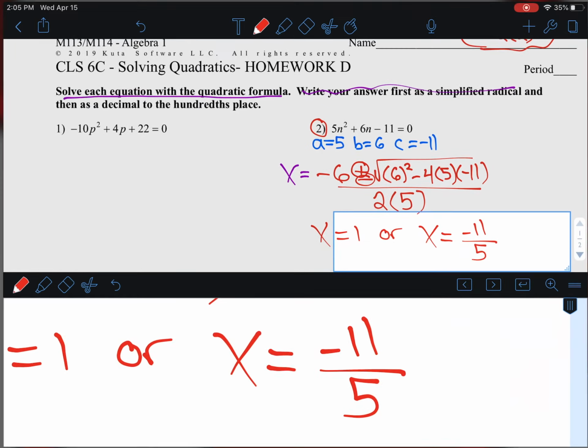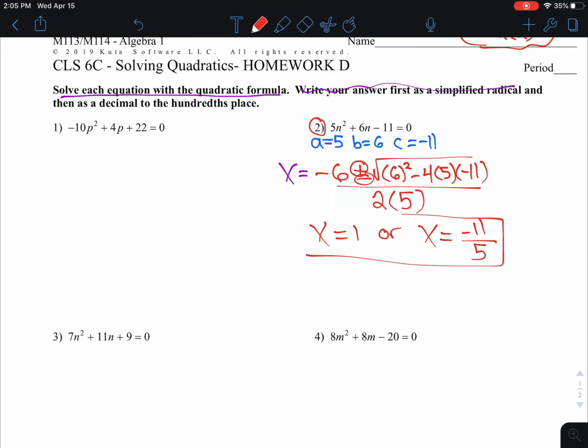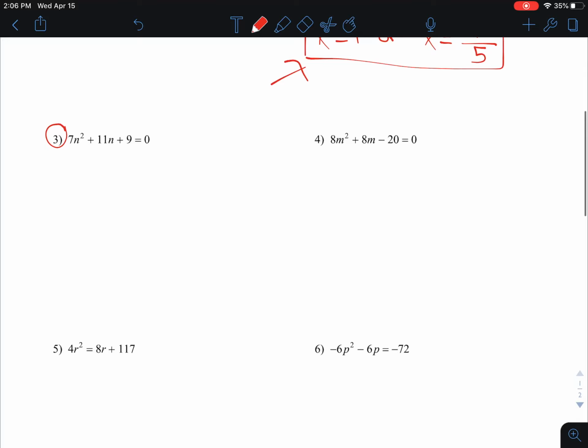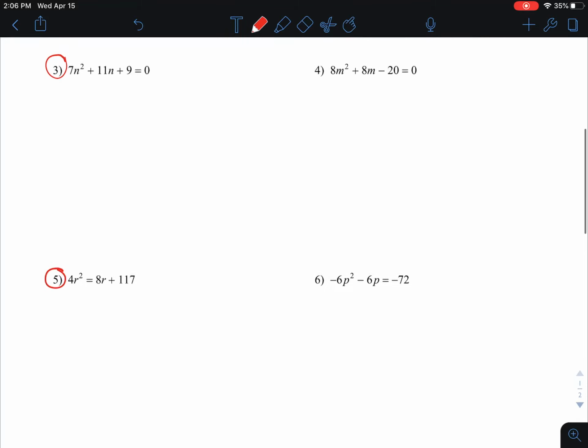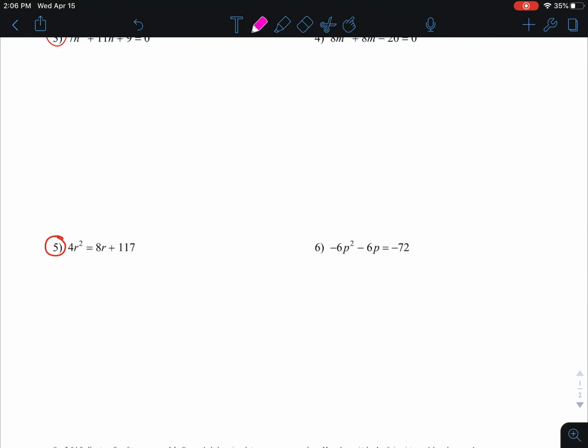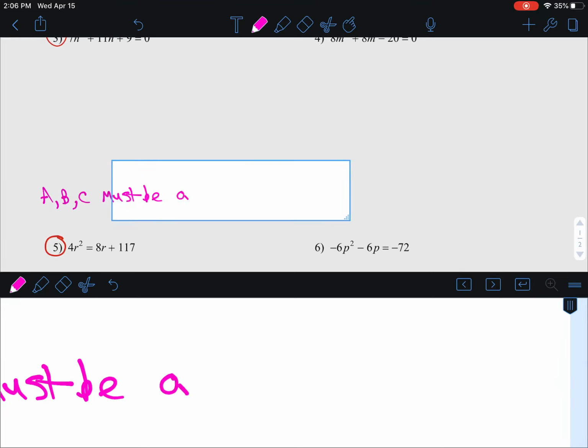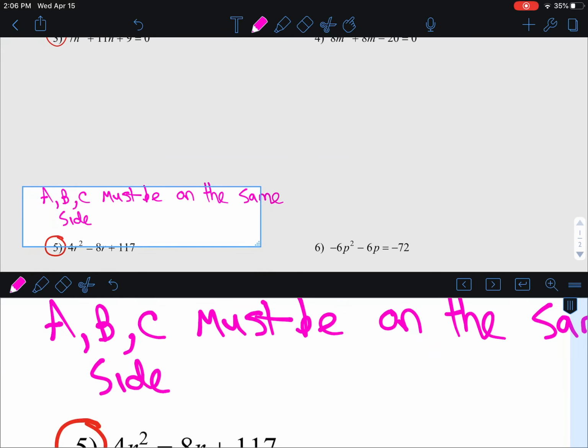So that's all you need to do. That's all I need. So basically, give me what A, B, and C are, and then just do this part, plug it in your decimals calculator, and then give me the answer. All right. Again, what you're going to be doing is problems 1 and 3, and hopefully you caught the video yesterday, there's something going on with 5. There's a rule out there, and this is a rule for us too, that A, B, and C must be on the same side of the equal sign.